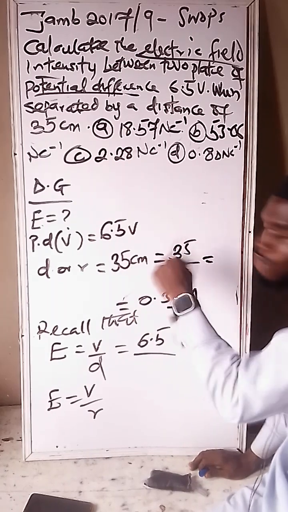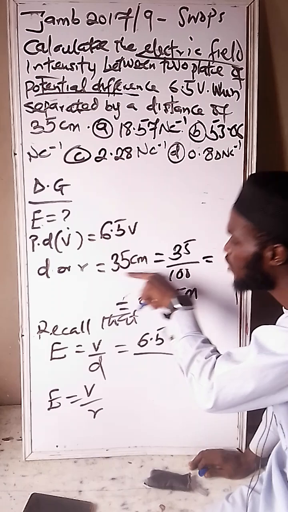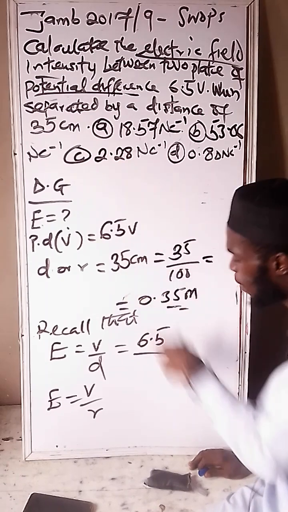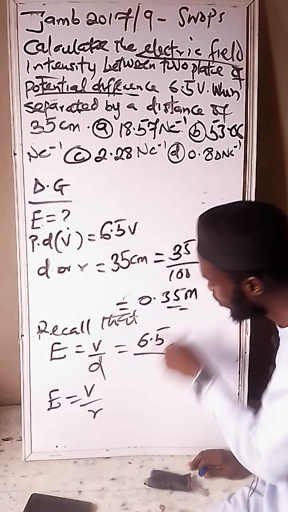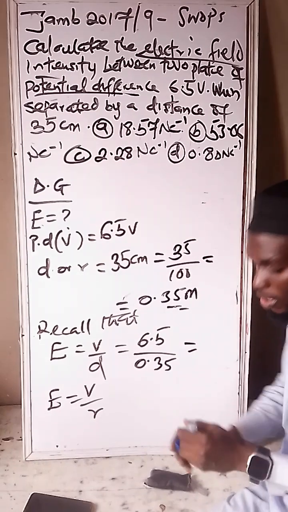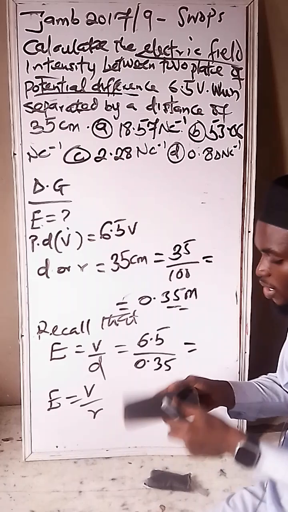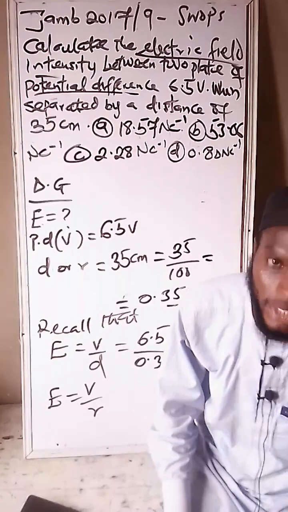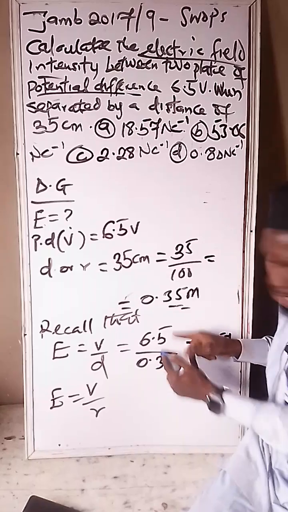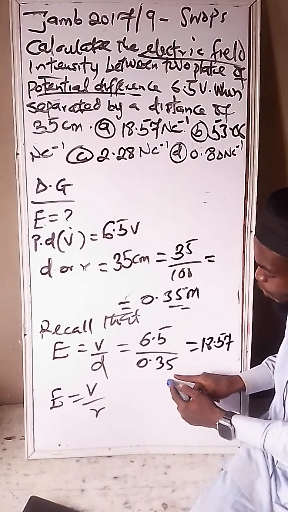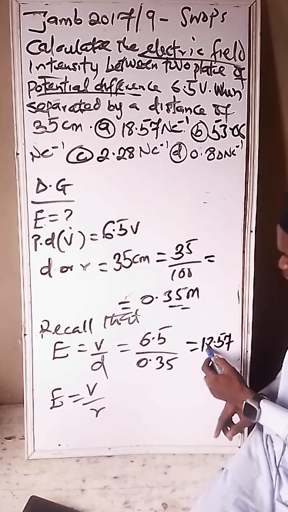You have to convert. If it is 35 meter, you don't need to, but this is 35 centimeter, so you have to. So this is what we are going to be using, 0.35. Now let's do the calculation aspect. 6.5 divided by 0.35. What do we get? Press your calculator.